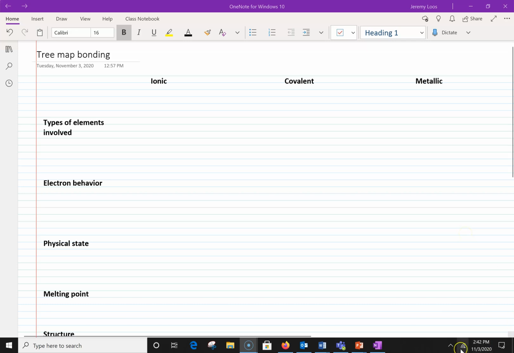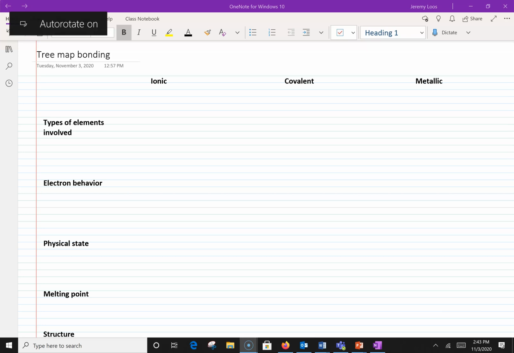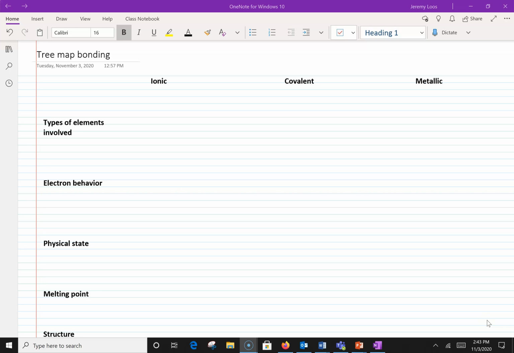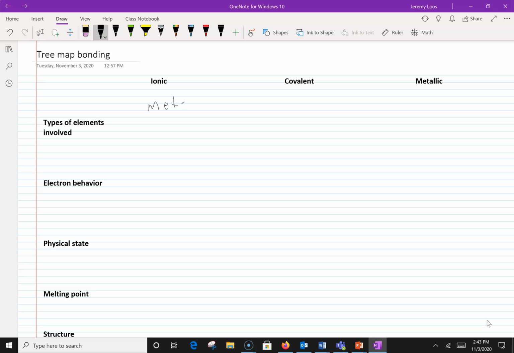So let's fill this out together. These are all things that we should know about these various types of bonding. So ionic, first of all, what types of elements are involved there? I mean metals, nonmetals, and so on. What would we put there? Yeah, that is a metal and a nonmetal in combination.